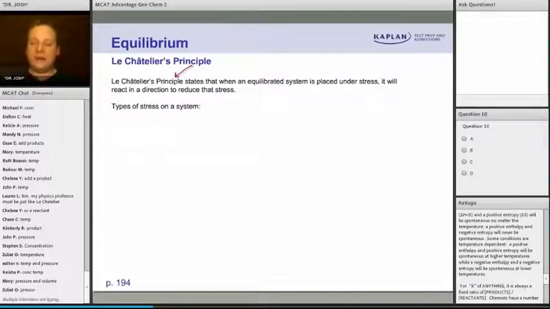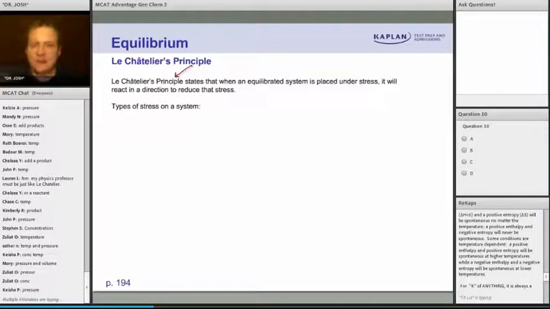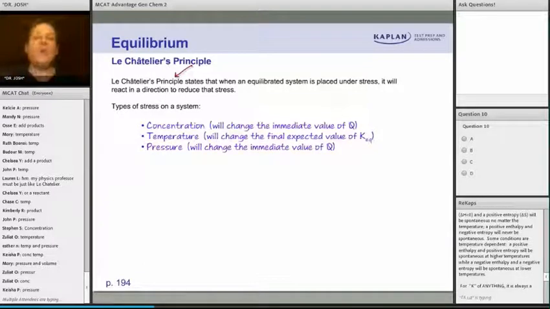One thing, we can change concentration. Add a product, add a reactant, remove a product, remove a reactant. That's usually the one that's most straightforward. Second thing, we can change pressure. And third, we can change temperature. So those are the 3 stressors the MCAT's going to depend on.